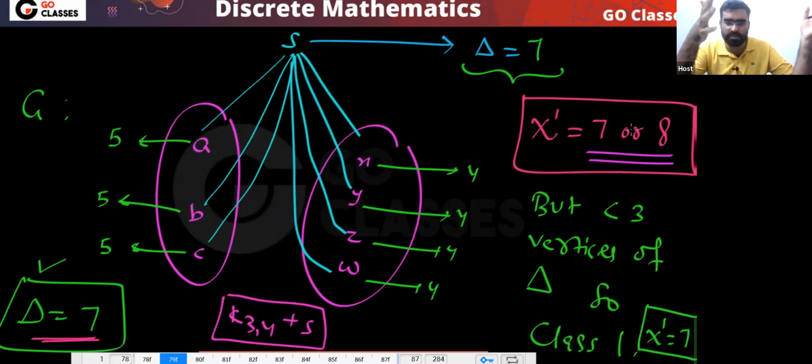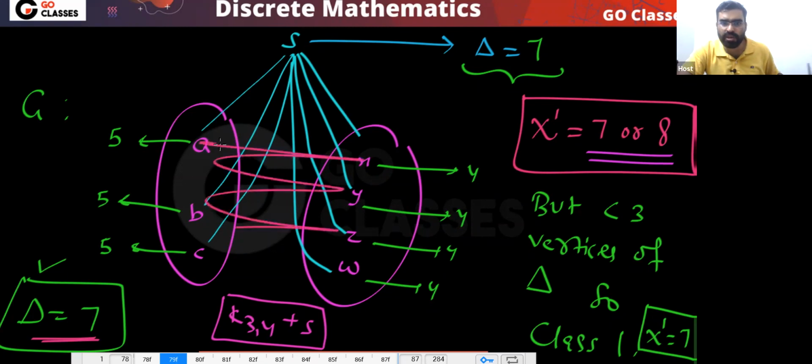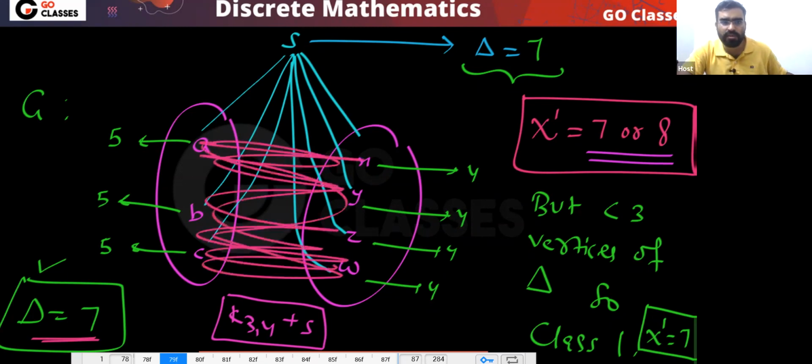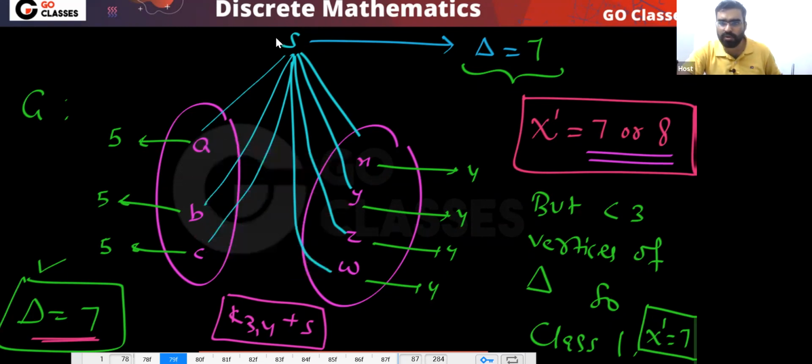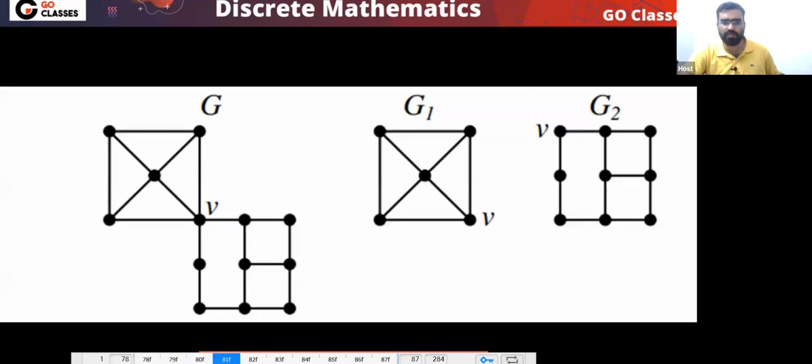If you read all the answers on GATEOverflow, then those answers are also vague, I can say. Okay, all those answers are basically either they are manually doing, so that will be complicated. So you can just use this fact that there are less than 3 vertices of maximum degree. So that's the reason answer will be 7. So this is class 1 graph. Okay. So very simple.